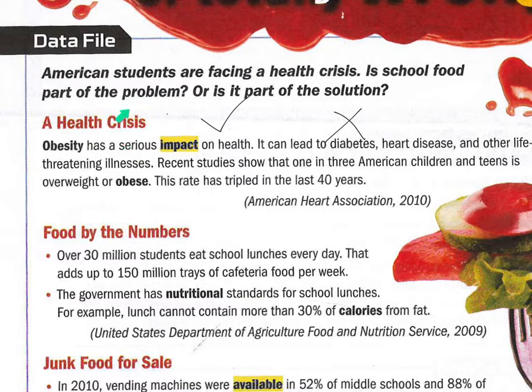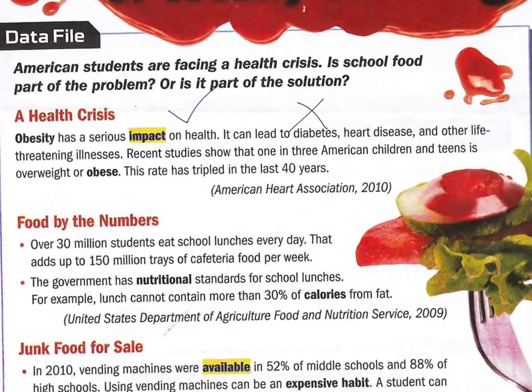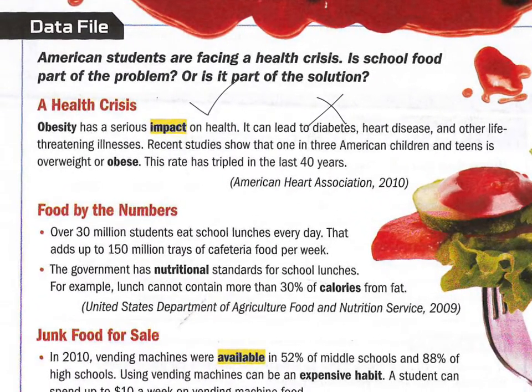Again, crisis means serious problem. Obesity has a serious impact on health. It can lead to diabetes, heart disease, and other life-threatening illnesses. Recent studies show that 1 in 3 American children and teens is overweight or obese. This rate has tripled in the last 40 years. And this is from the American Heart Association. So that is a respected source. It's not from some blog, some website. This is the American Heart Association. This is respected. And 2010, it's not that old.